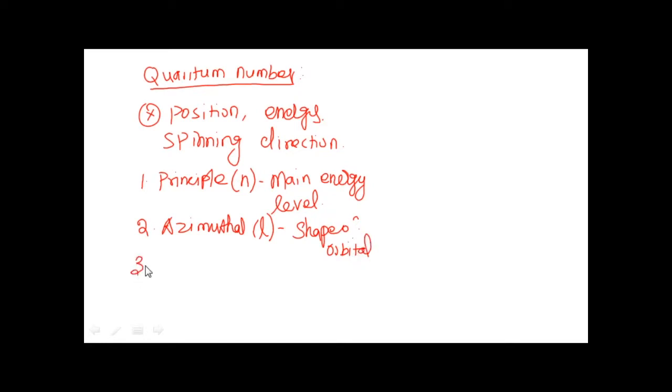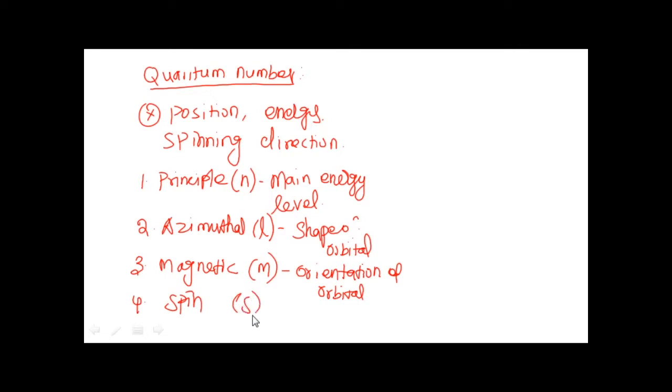Third one, magnetic quantum number, represented by the symbol M. It describes orientation. Orientation means direction. The final one, spin quantum number, represented by the symbol S, is the direction of spin.